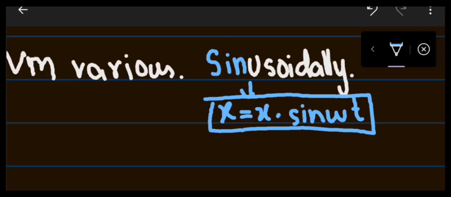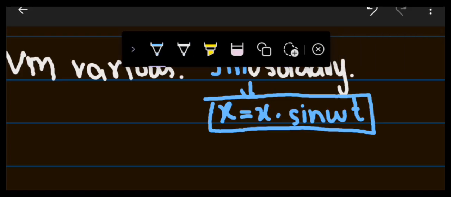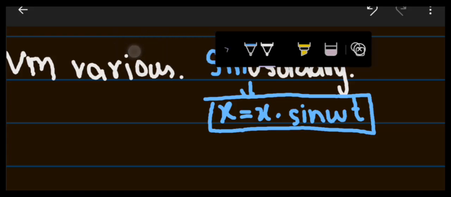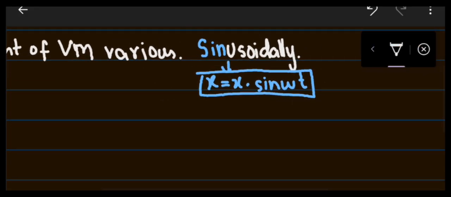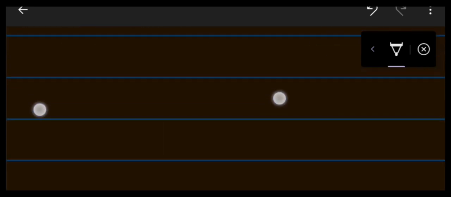So here you can see, as I told you, the displacement of vibratory motion varies sinusoidally. For example, here, why have I written sine omega t, why not cos omega t? Now this could be a question: why sine omega t, why not cos omega t? Because, as I made a graph in the previous video, let me draw a graph again here.